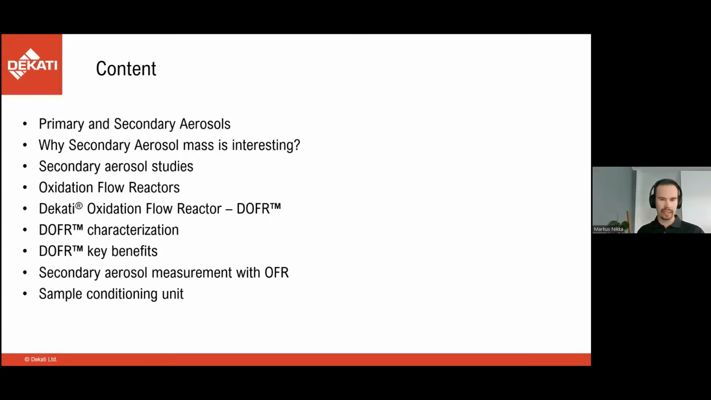Then some key benefits of the instrument, and some application examples where OFRs are used. Some of them are measured with our product, some with other instruments. Then in the end, I will introduce the upcoming sample conditioning unit that can be integrated and used together with the product.